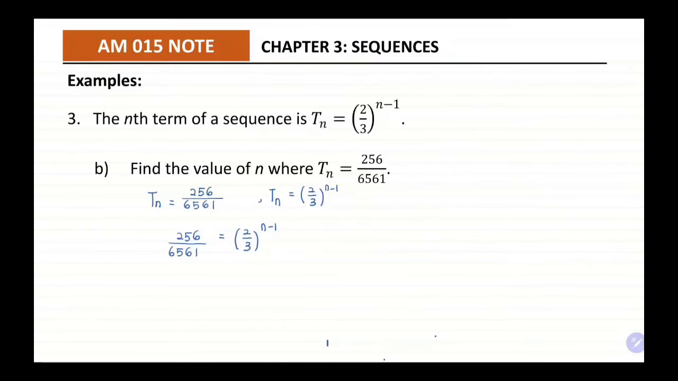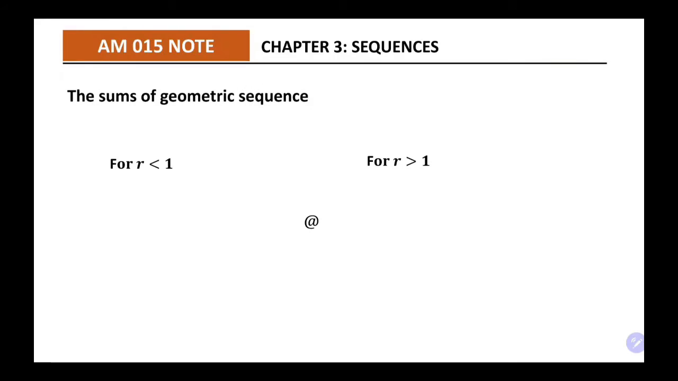Now we try to change 256 to base 2. We use a calculator and we get 2 to the power of 8. And we also try for 6561, changing to base 3, then we get 3 to the power of 8. Since 2 and 3 have the same power, we can combine them together with the power of 8. Since the base is the same, we can compare the powers. So n minus 1 equals 8, n equals 9. We finish for the nth term.